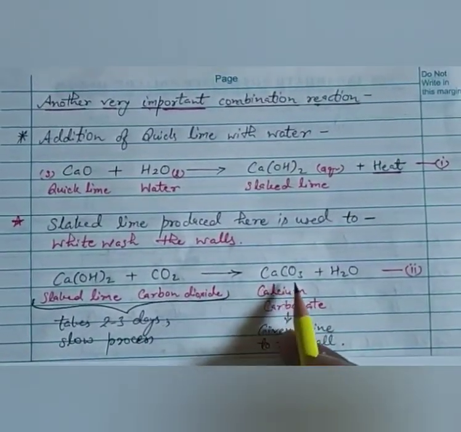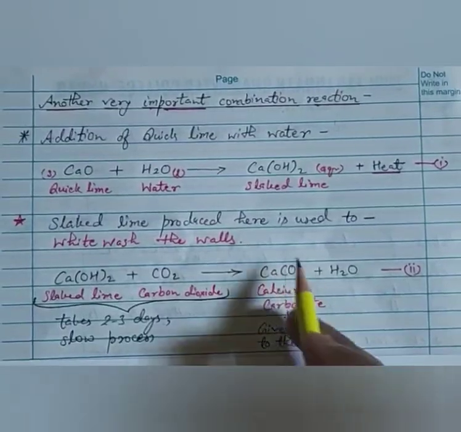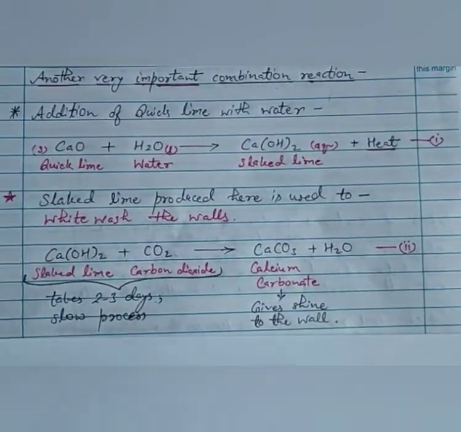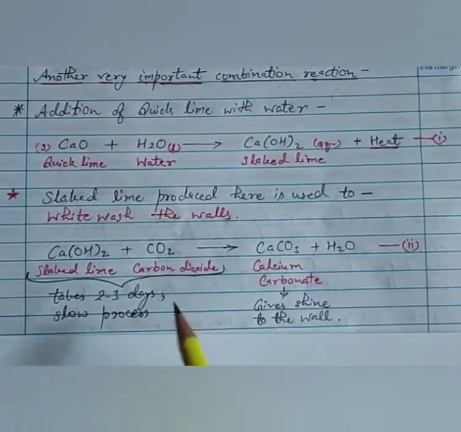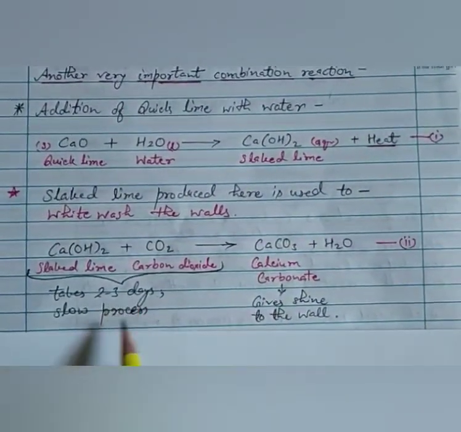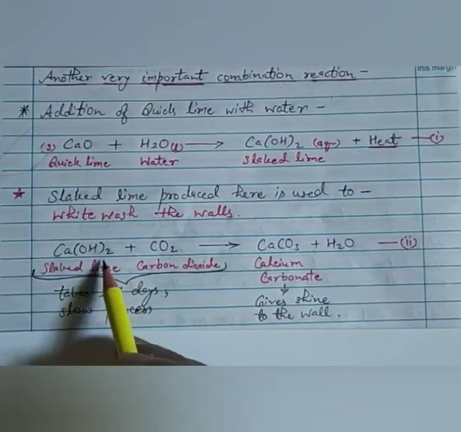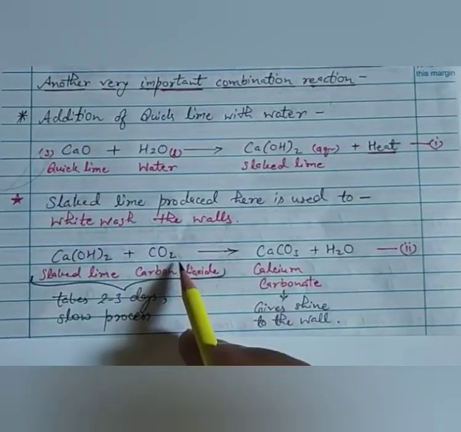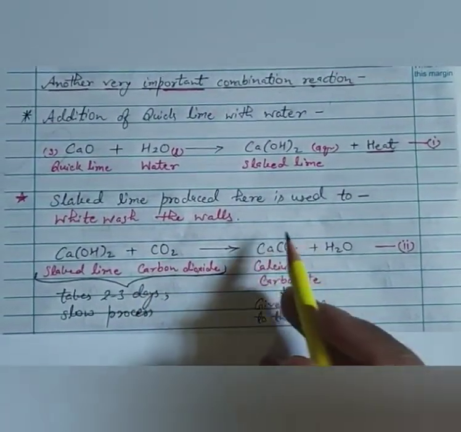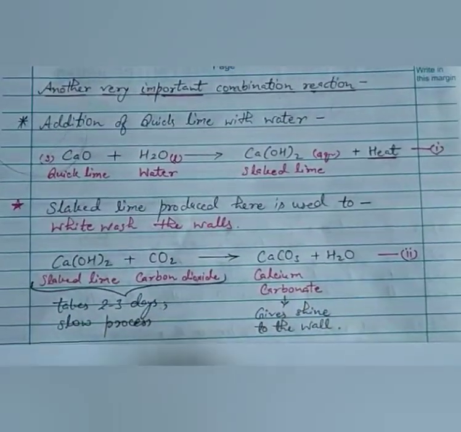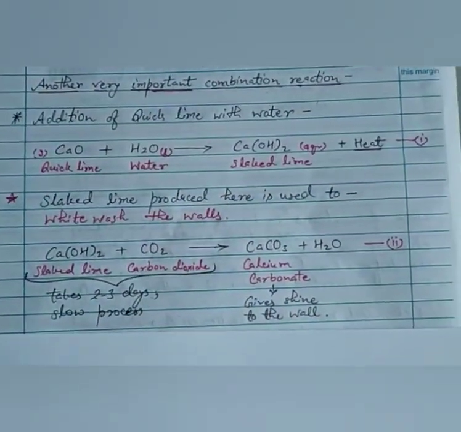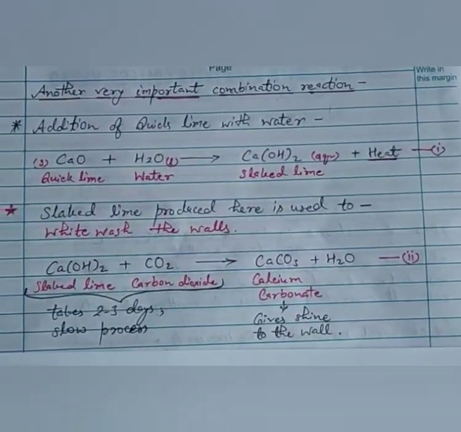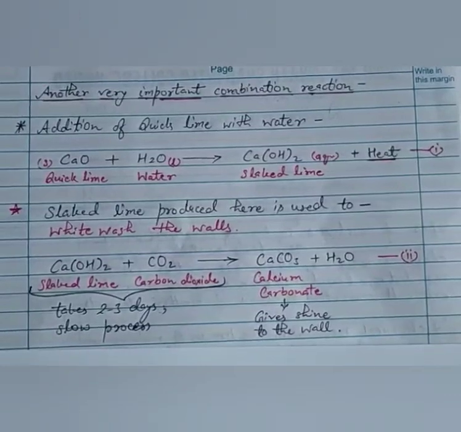Now calcium carbonate is the final product, which is the reason for the shine given to the wall after the whitewashing. It is a very slow process. It takes 2-3 days. When the calcium hydroxide starts reacting with carbon dioxide present in the atmosphere, slowly the layer of calcium carbonate is formed. That is the reason that when the whitewashing is done, after a few days only the actual shining of white color comes out.